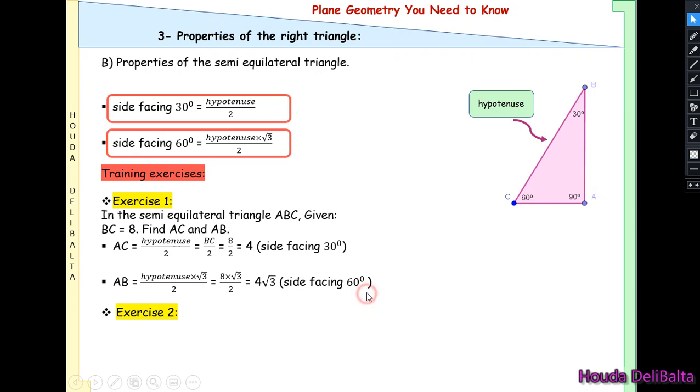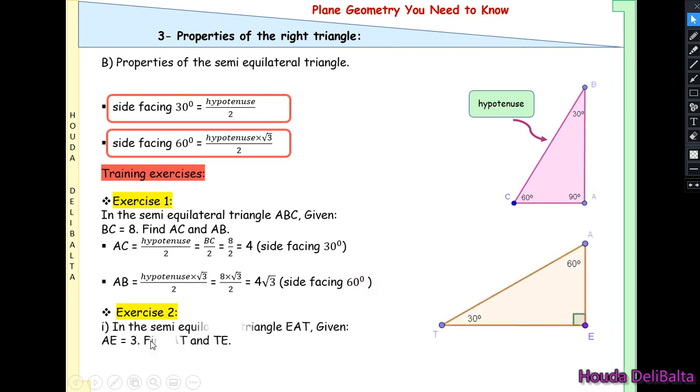Another exercise. Here is another figure for exercise 2. In this figure, suppose that AE equals 3. Surely AET is a semi-equilateral triangle.